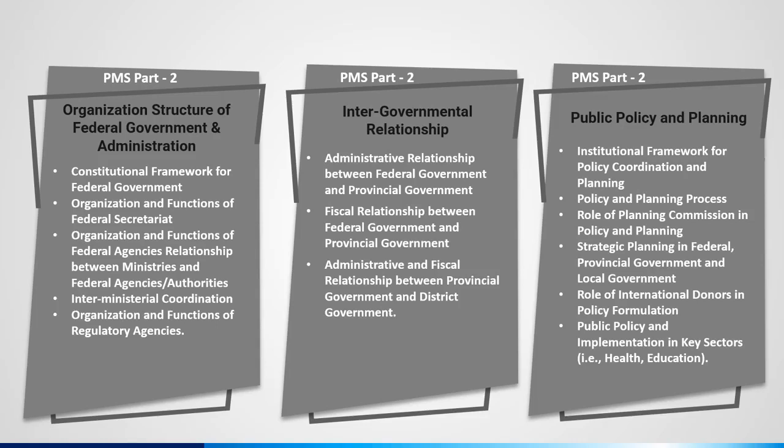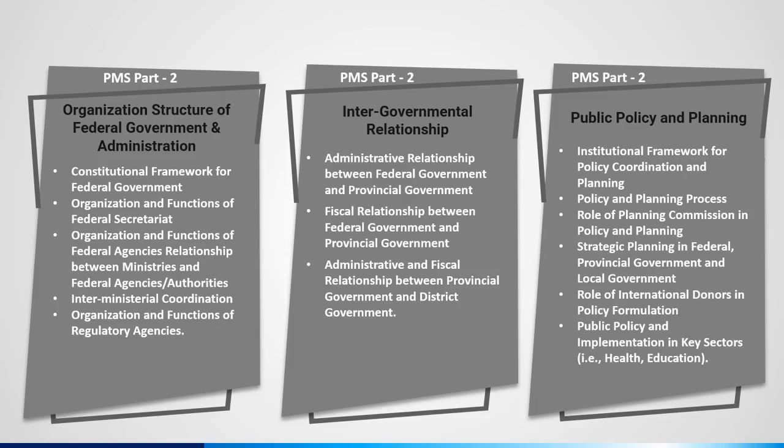Next chapter is Intergovernmental Relationship. The contents include administrative relationship between federal government and provincial government, fiscal relationship between federal government and provincial government, administrative and fiscal relationship between provincial government and district government.